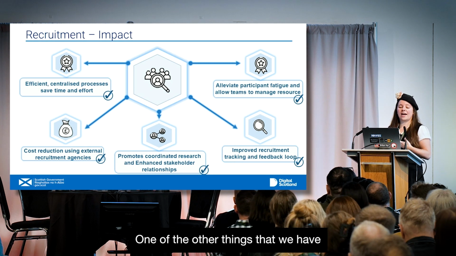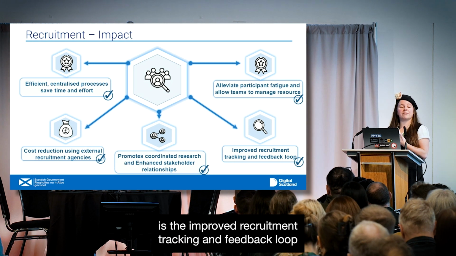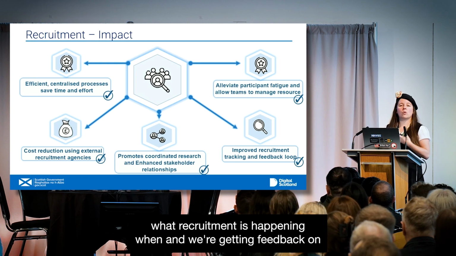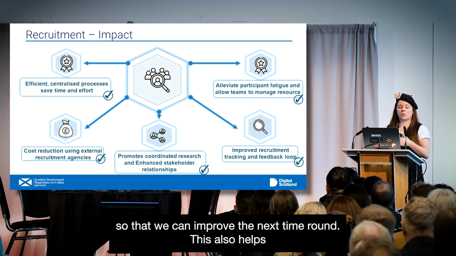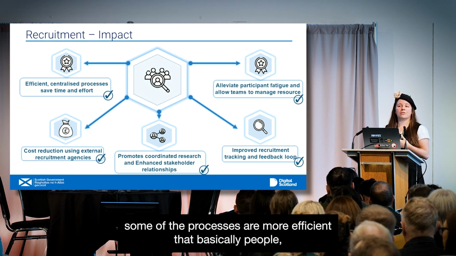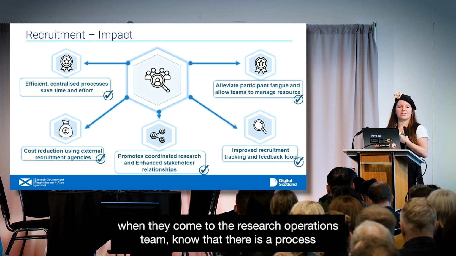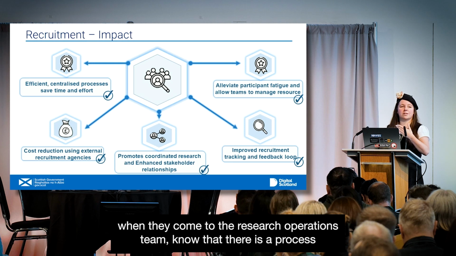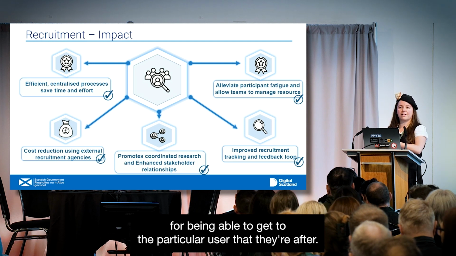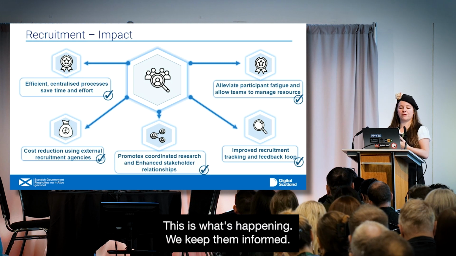One of the other things that we have is the improved recruitment tracking and feedback loop, so we can actually see what recruitment is happening when, and we're getting feedback on what worked, what didn't work, so that we can improve the next time round. This also helps perform coordinated research and enhance stakeholder relationships, because now some of the processes are more efficient, that basically people, when they come to the research operations team, know that there is a process for being able to get a particular user that they're after. This is what's happening. We keep them informed.